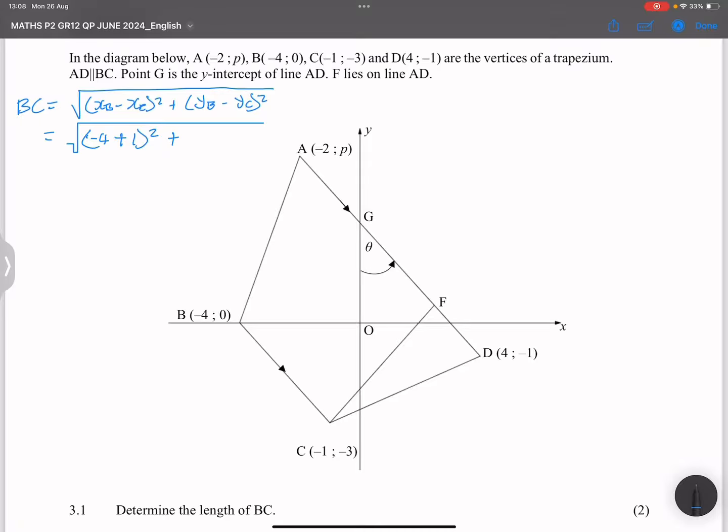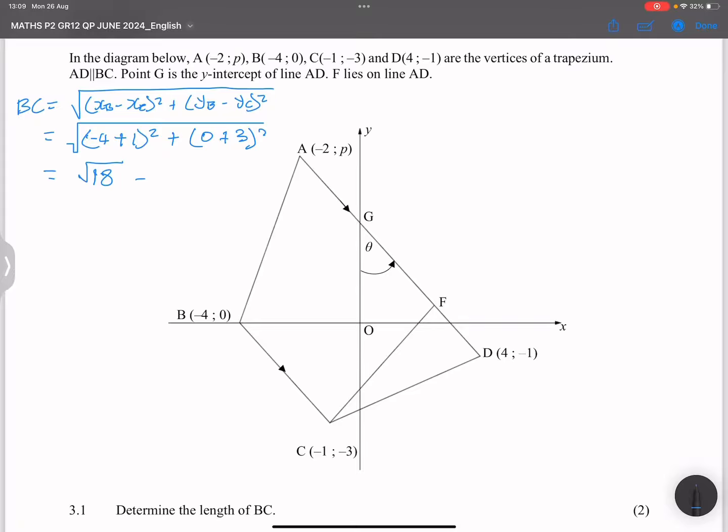Okay, plus. Now let's take the Y values. Y value at B is 0. And the Y value at C is -3. So that's minus a -3. So that's +3. All right, ladies and gents. So we'll get -3 squared plus another 3 squared. That will give us 9 plus 9, which is 18. So we can say that this is equal to the square root of 18.